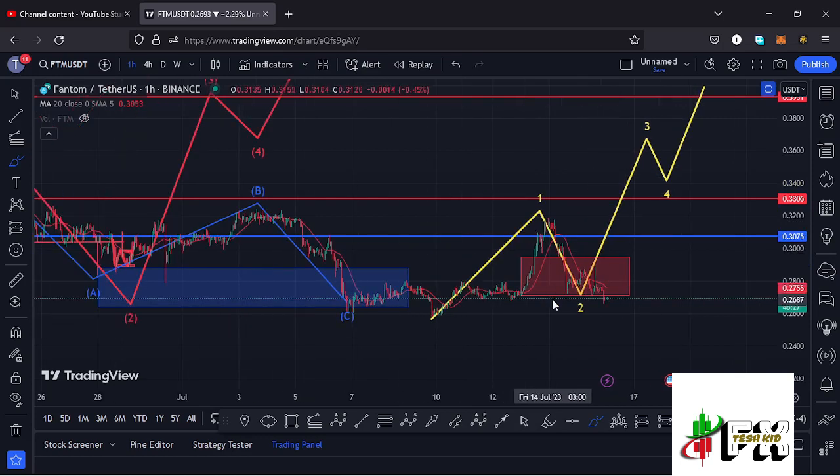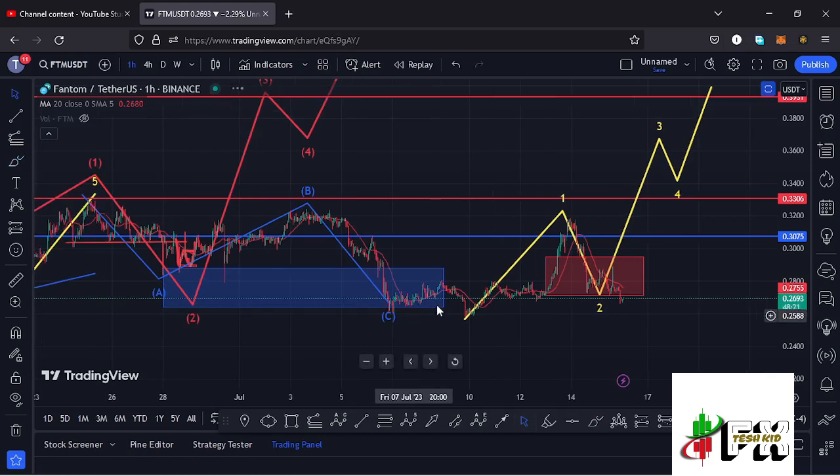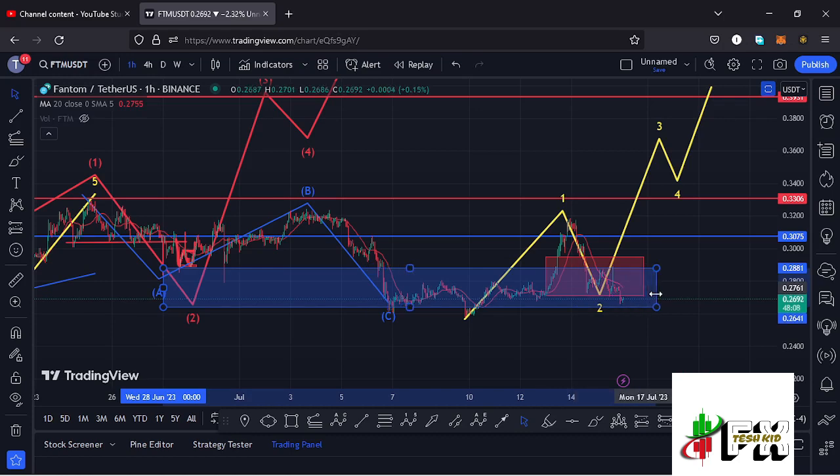Alternatively, in case we don't see a reaction of this target area and maybe we continue seeing further weakness here on the charts, then that would be suggesting a breakdown move still in the formation of a wave 2, which is what I'm expecting on a longer time frame. That is the larger Elliot wave count here on the Fantom chart, where we can expect one more new low within this blue target area that I have right here.